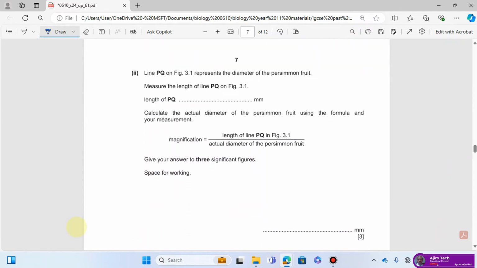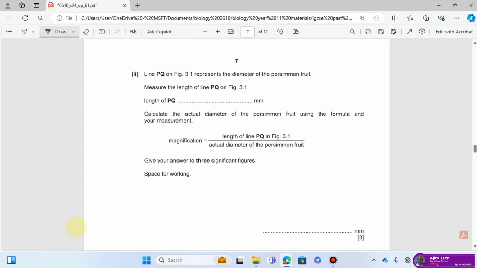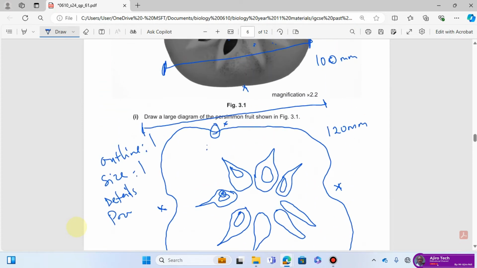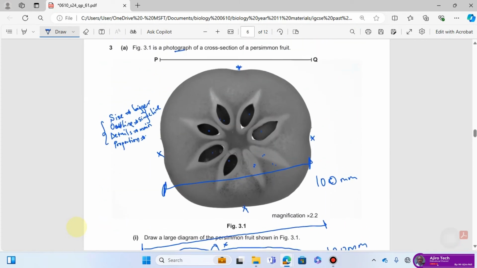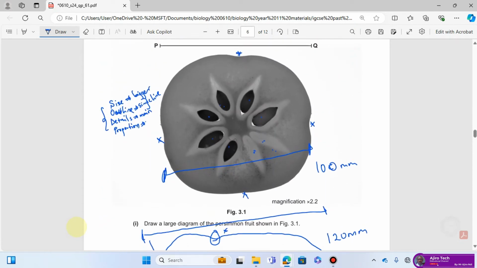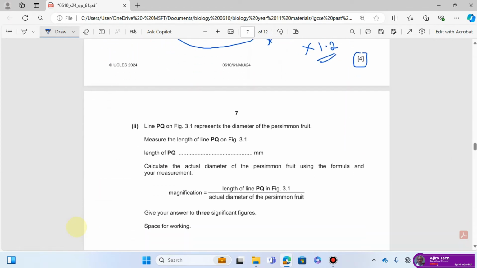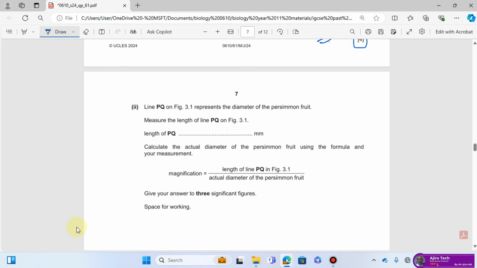Now they said measure line PQ on fig 3.1. Line PQ on 3.1 represents the diameter of the passion fruit, and measure the length of PQ. So on measuring this length, since it's on the screen, it won't be exact, but on your paper, you just place your ruler and measure PQ in millimeters. So let's assume we've measured PQ and we have 100 millimeters.